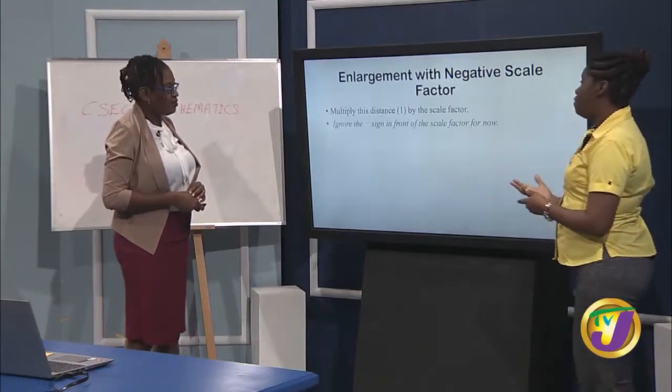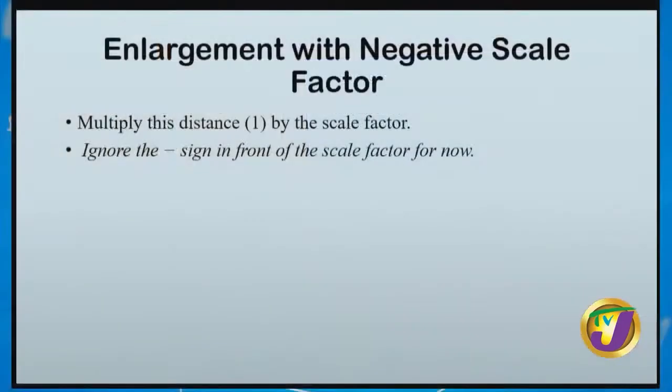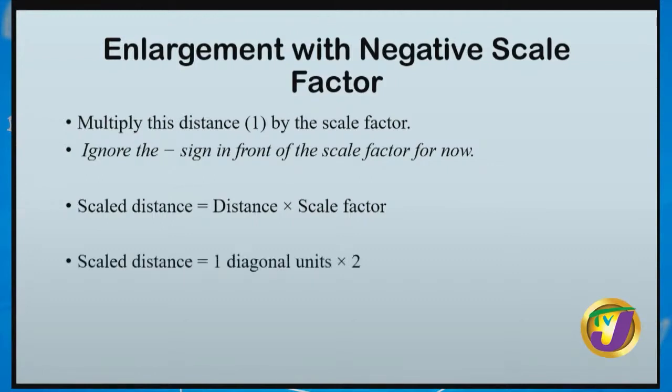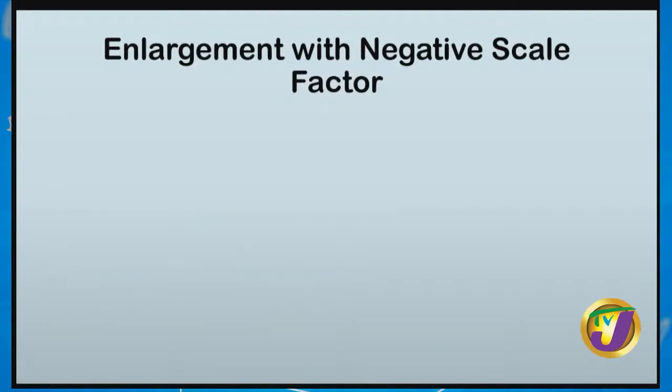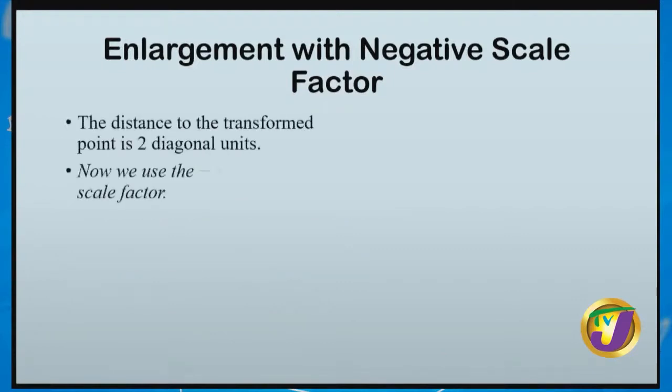However, the distance was 1, so we're not going to use the negative sign. We're just going to work with the number itself. So we're looking at just the size, not the direction, for now. We multiply the distance by the scale factor, and that would give us 2. Now, these 2 units would transform point A.